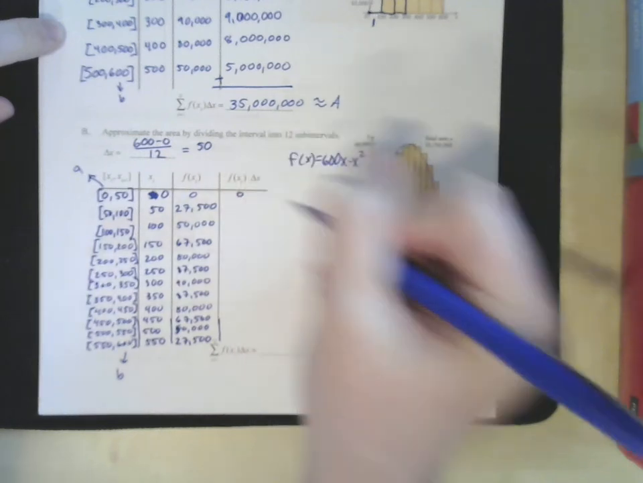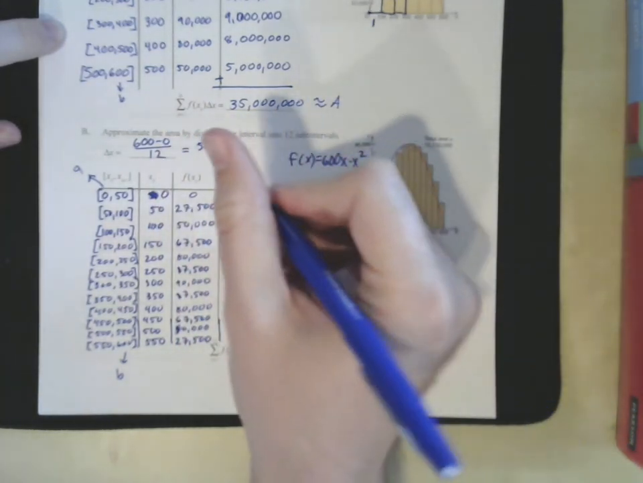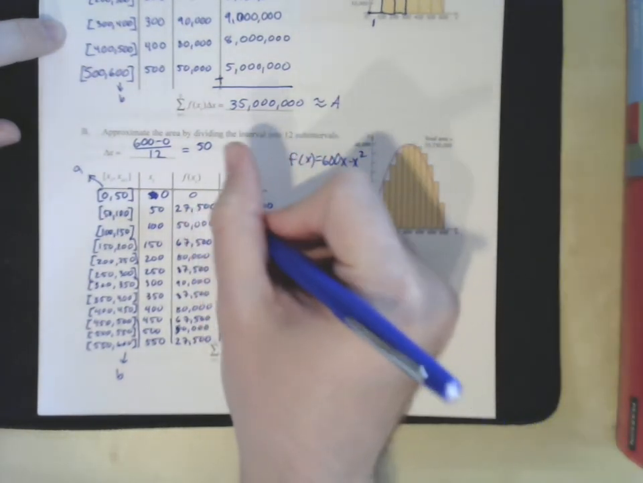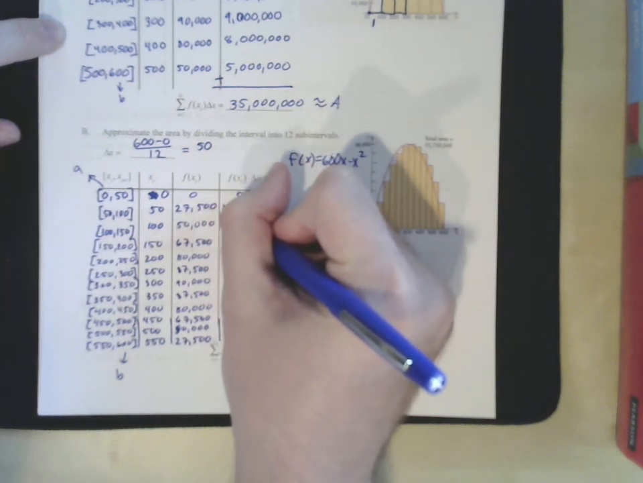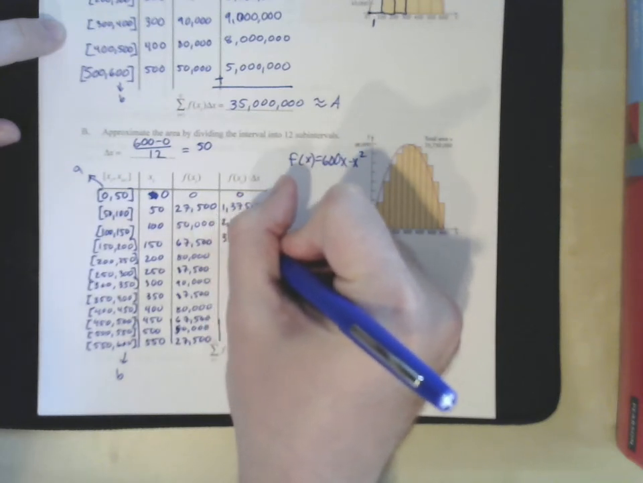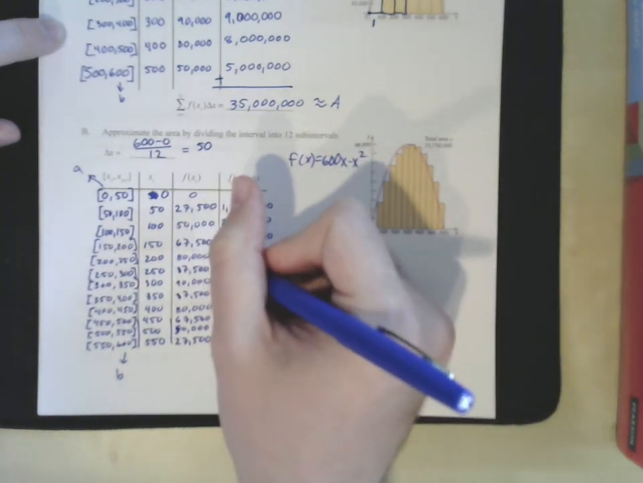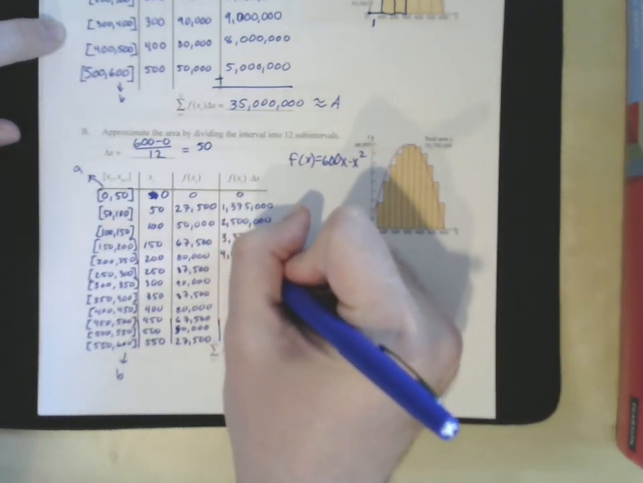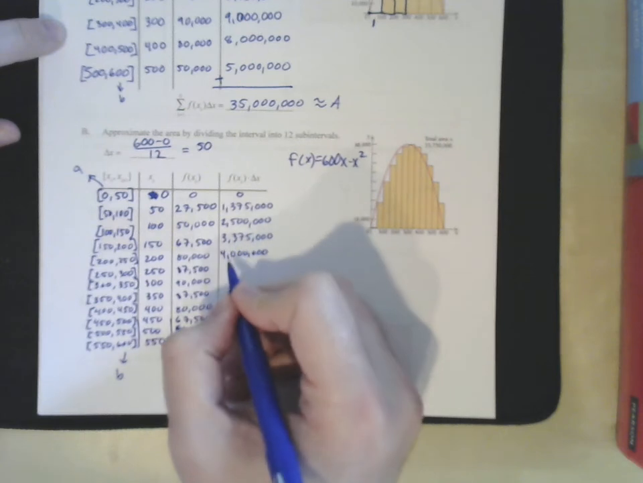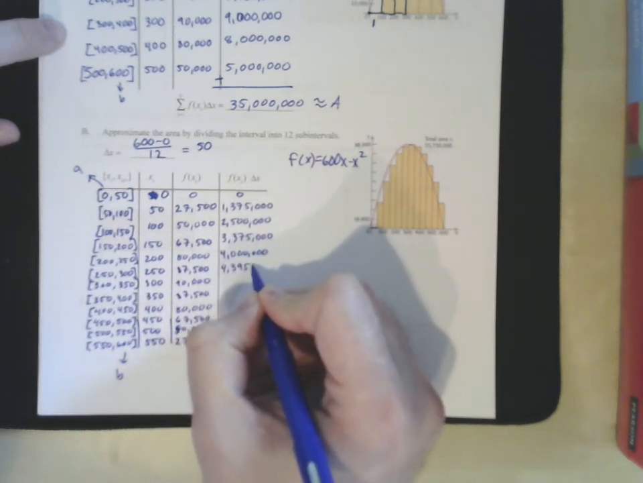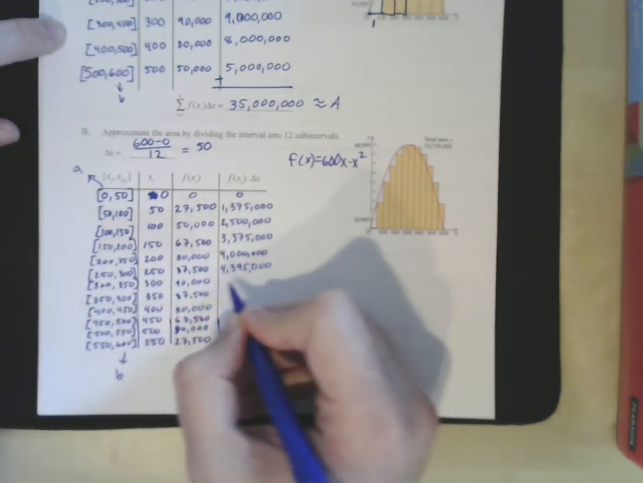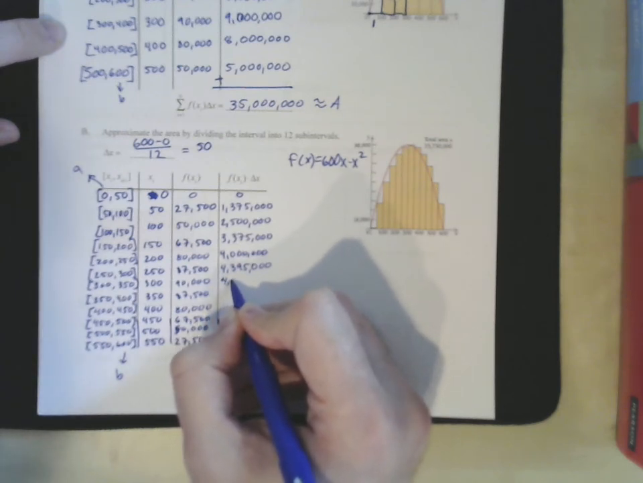So just going down the line, 0 times 50 is 0. 27,500 times 50 is 1,375,000. 50,000 times 50 is 2.5 million, or 2,500,000. This is going to be 3,375,000. The next one is going to be 4 million. The next one after 4 million is 4,395,000. At the 300 mark, 90,000 times 50 is 4.5 million, or 4,500,000.